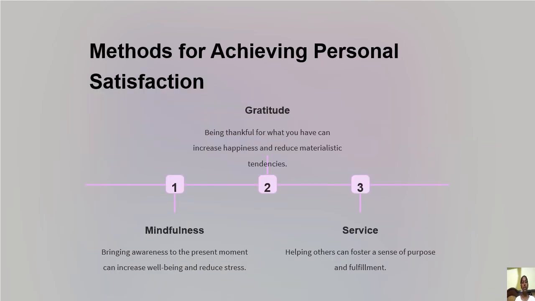And the next is the methods for achieving personal satisfaction. The first one is mindfulness. Bringing awareness to the present moment can increase well-being and reduce stress. The next one is gratitude. Gratitude is conveying thanks, being thankful for what you have, increasing happiness and reducing materialistic tendency. And the next one is service. Helping others can foster a sense of purpose and fulfillment.